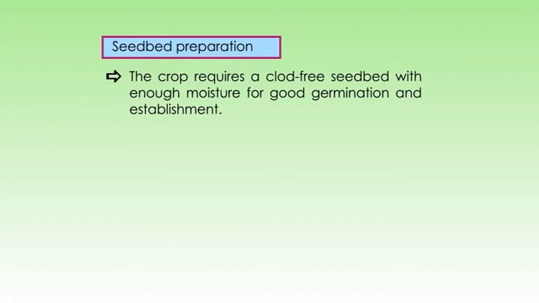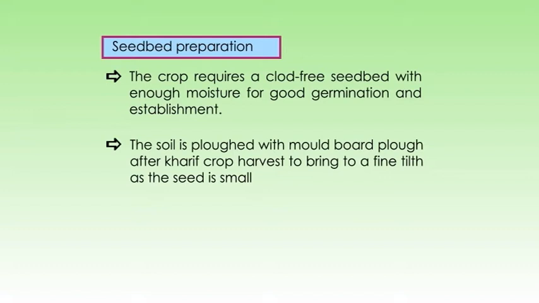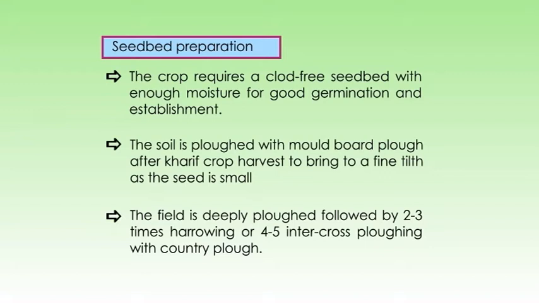Let's come to the cultural practices of safflower. First, let's see about the seed bed preparation. The crop requires a clod-free seed bed with enough moisture for good germination and establishment. The soil is plowed with marble plow after kharif crop harvest to bring to a fine tilth. As the seed is very small, the field is deeply plowed, followed by 2 to 3 times harrowing or 4 to 5 times intercross plowing with country plow.